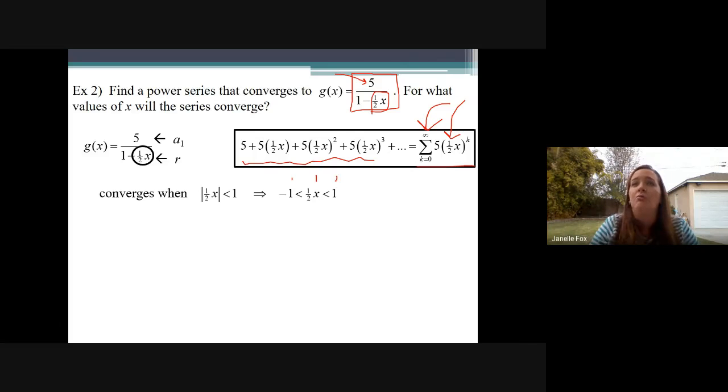And so you need to multiply by 2 on all three parts. If you multiply by 2 on all the parts, you get -2 is less than x is less than 2. And folks, that is your interval of convergence.